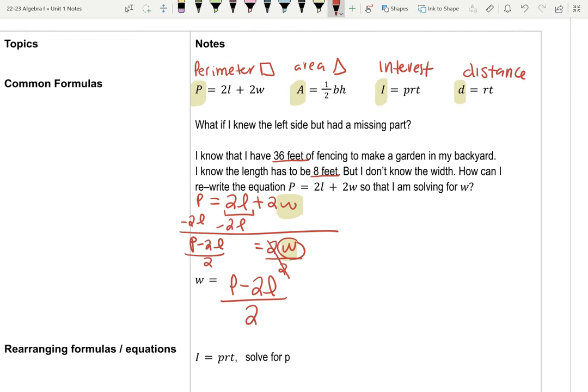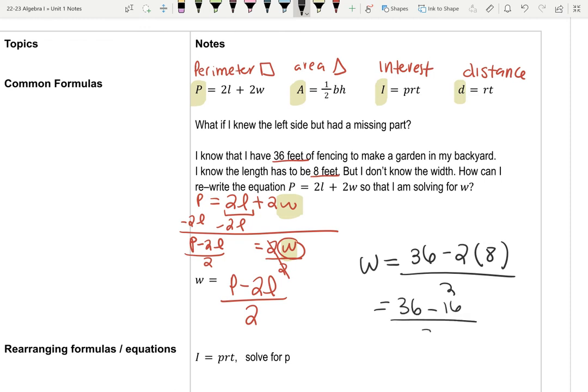So now I could solve my problem. I could have W equals, and I know my perimeter is 36, minus 2 times my length of 8, all over 2. And then I can just solve it. So 36 minus, and then 2 times 8 is 16, all over 2. Then I would just do 36 minus 16 to get 20. And 20 over 2 is 10. So that tells me right away I need 10 feet.